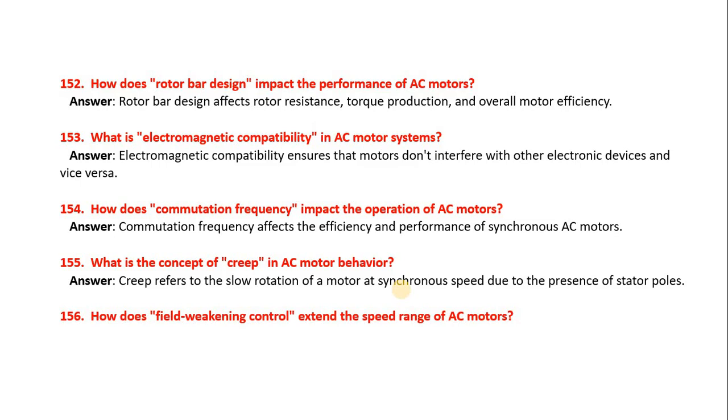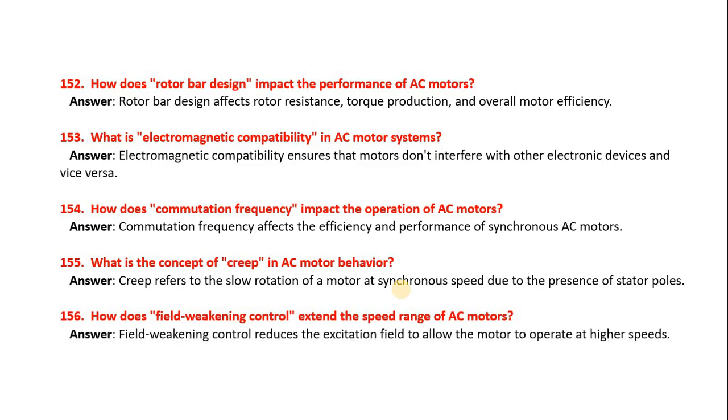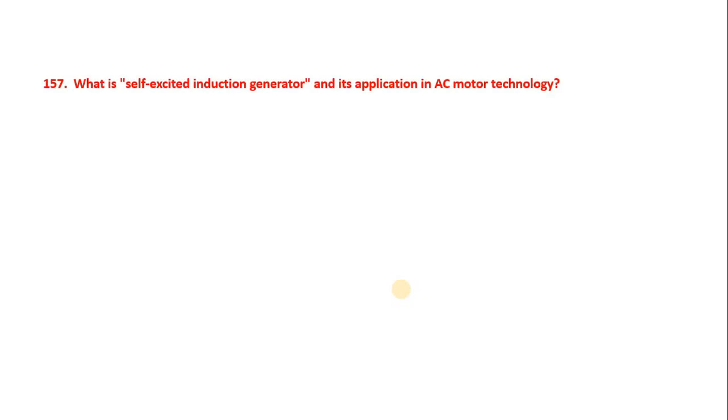How does field weakening control extend the speed range of AC motors? Field weakening control reduces the excitation field, allowing the motor to operate at higher speeds. What is a self-excited induction generator and its application in AC motor technology?